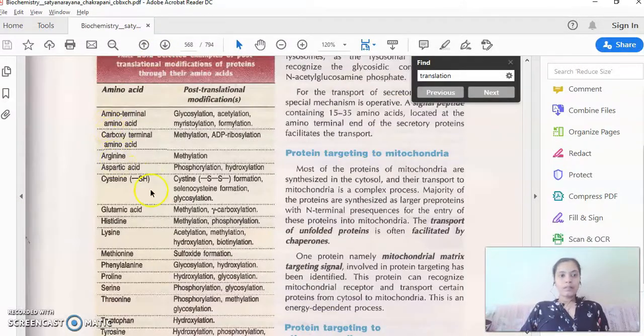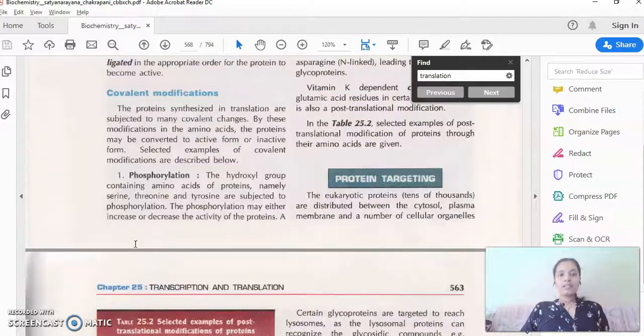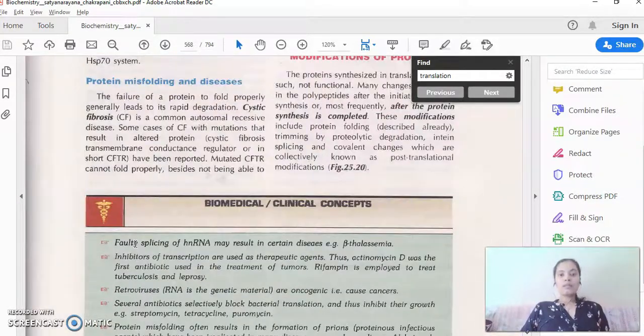For example, if you see cysteine, there is disulfide bond formation and glycosylation. For lysine, it is acetylation, methylation, hydroxylation and so on. So this was in brief the process of translation or protein synthesis which we have seen.